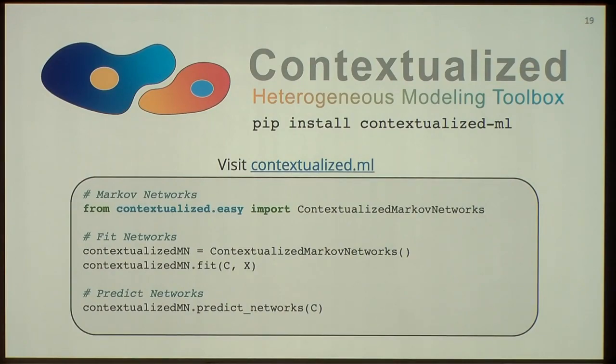We have this implemented for Markov networks, correlation, and Bayesian networks you saw today, as well as linear models and classification models. So if you're working with biological data and you're using modeling approaches, odds are there's heterogeneity in your data set, and you can use Contextualized to try and explain some of that heterogeneity in a model-based way.